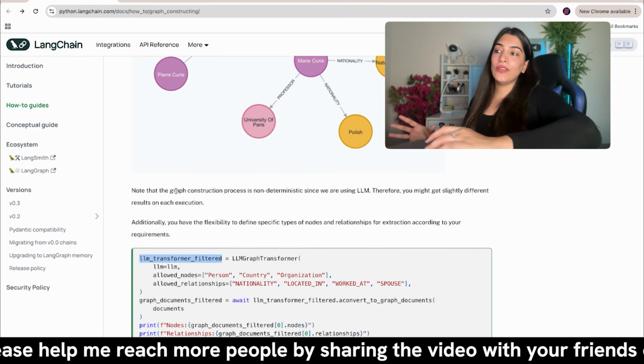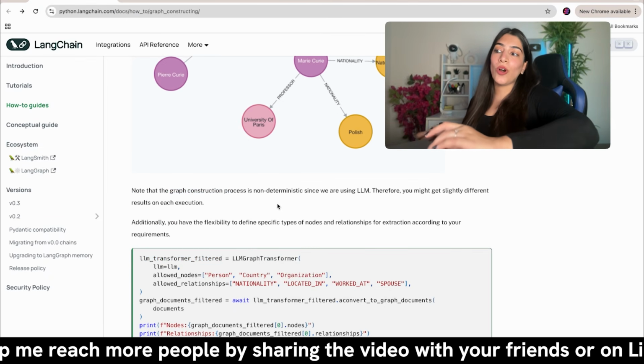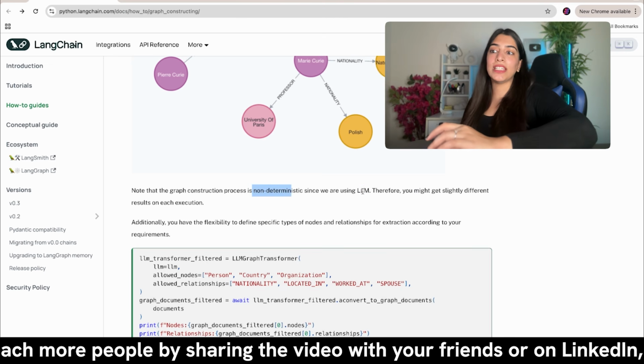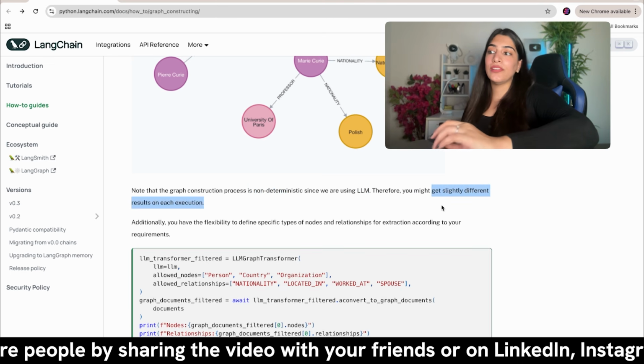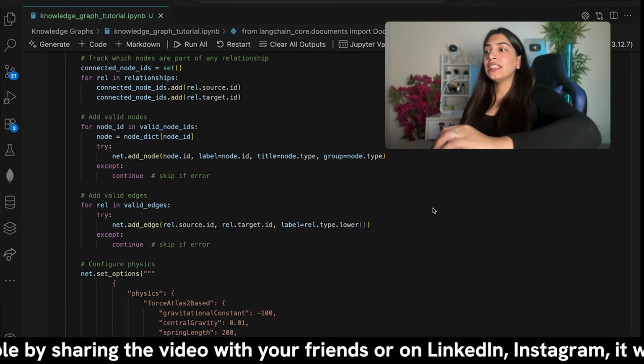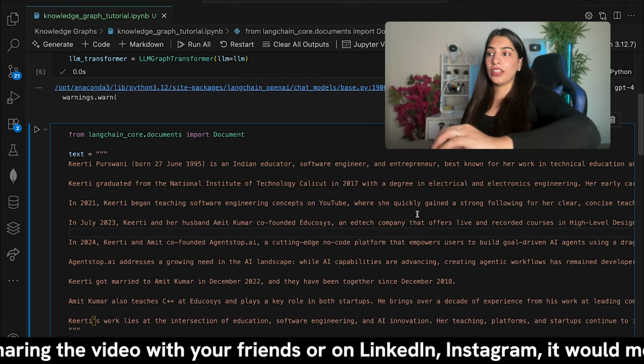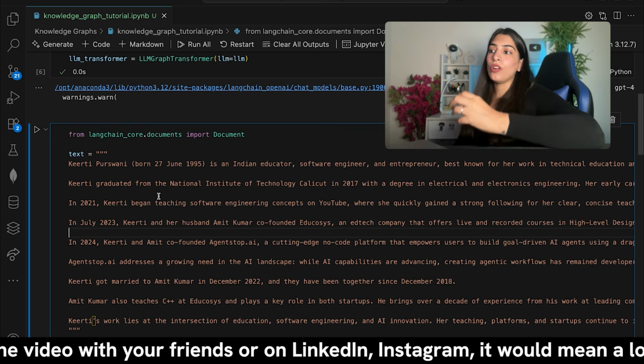Also, they have clearly said that the graph construction process is non-deterministic since we are using an LLM. You might get slightly different results for each execution. It really depends on the text that we are giving. Like over here, I've given a lot of dates as well, right?